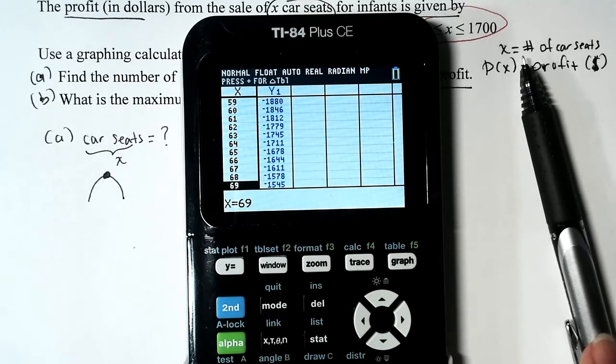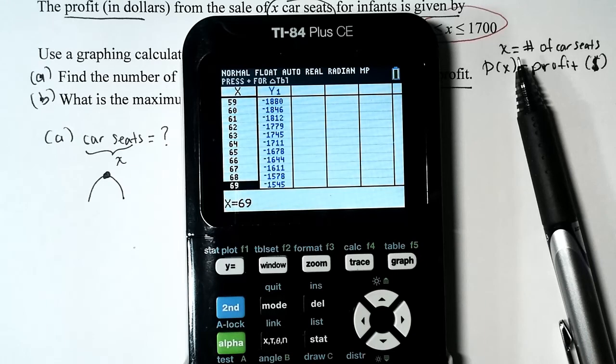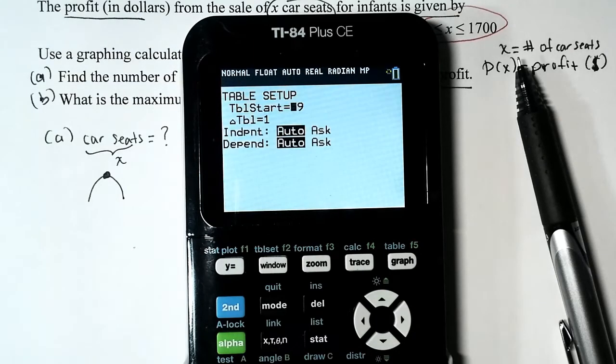So we want to adjust the table settings. Right now by default the calculator counts by 1, but we could count by 10, or by 50. Why don't we count by 100? I think that's pretty nice. TBLSET is the abbreviation for table set, or table settings, but it's not a main key, it's a behind key. So let's go ahead and press second, table set.